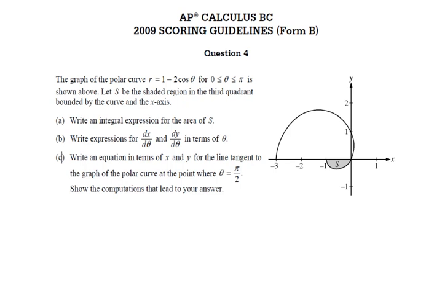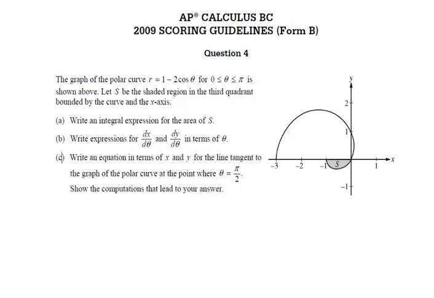The polar curve r equals 1 minus 2 cosine theta, where theta goes from 0 to pi, is shown above. And S is the shaded region in the third quadrant, bounded by the curve and the x-axis. The first thing we want to do is to write an integral expression for the area of S. Now it doesn't ask us to solve that, just to write the integral expression for the area of S.